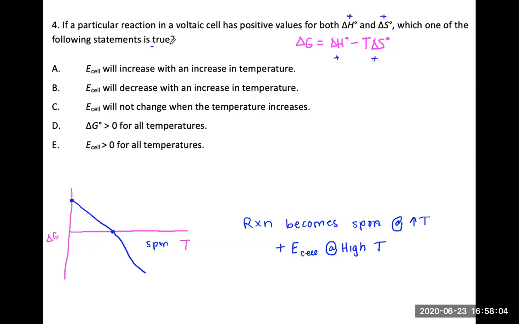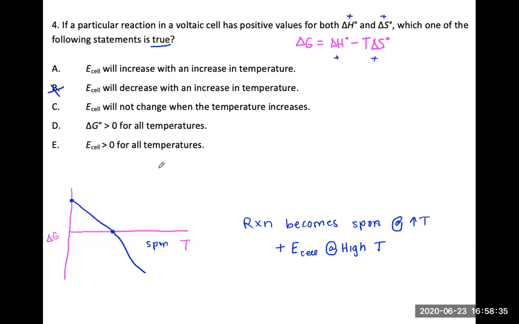And again, we're looking for what's true. You can go ahead and look at this. So here it says E cell will increase with an increase in temperature. Seems to match what we were saying. Let's read the rest of them. B, E cell will decrease with an increase in temperature. And that's not true. We see delta G decreases, but delta G and E have opposite signs of each other.